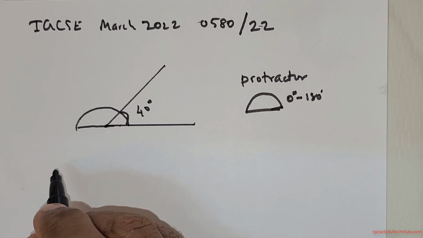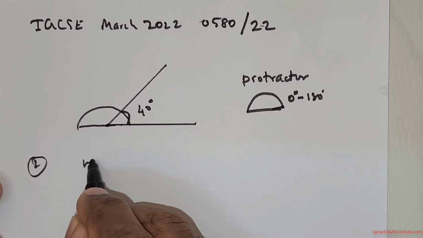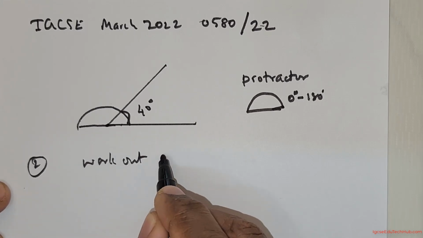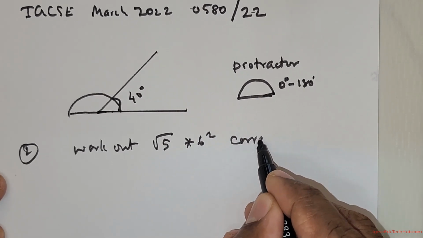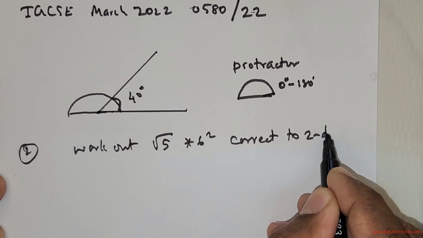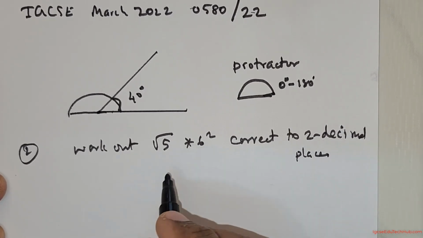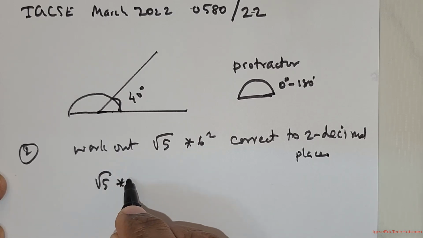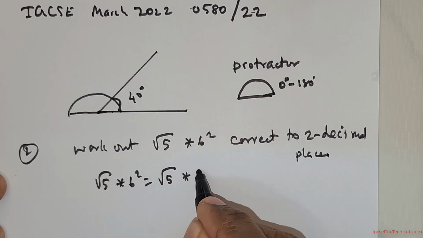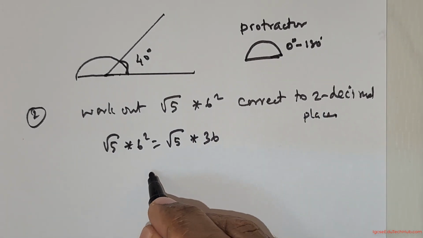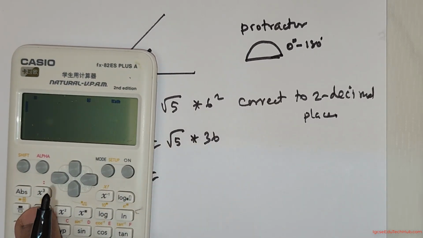Now question number 2 is this. It is asking you to work out root of 5 multiplied with 6 squared, correct to 2 decimal places. Now foremost, root of 5 times 6 squared can be rewritten as root of 5 times 6 squared, which is 36. Fair enough. Then you go up to a calculator.